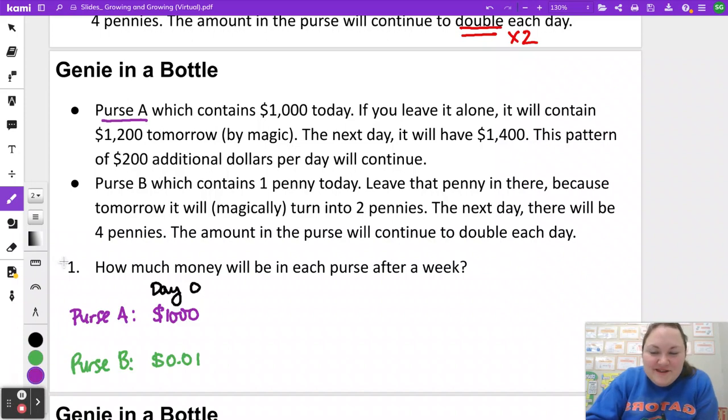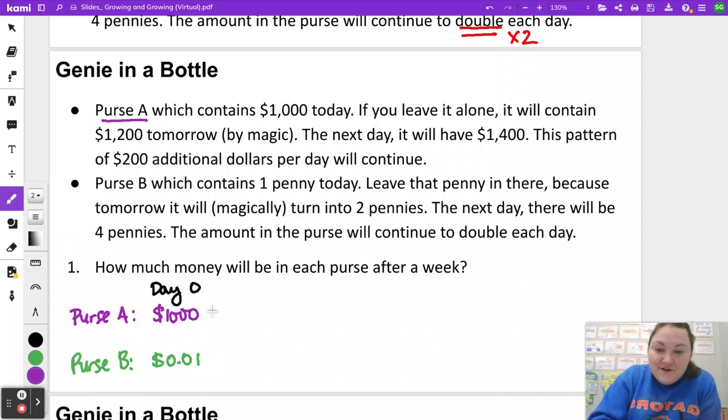To get us started with these calculations, I went ahead and put the information we were given on the screen. For that first purse at day 0, so that starting point, we have $1,000. And purse B on day 0, or that starting point, starts with a penny, which I rewrote to look like $0.01. Our first purse A is increasing by $200 each day.